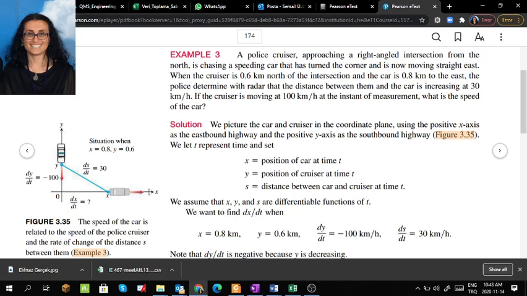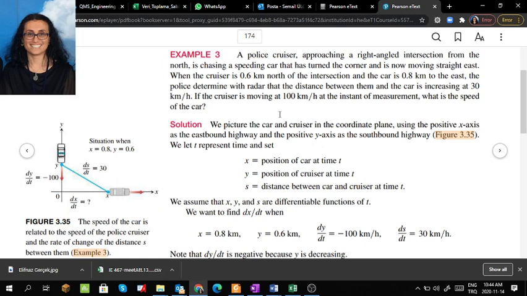Okay, and when the cruiser is 0.6 kilometer north of the intersection and the car is 0.8 kilometer to the east, the police determined with radar that the distance between them and the car is increasing at 30 kilometer per hour. So there's a distance between the two, which we show as s, and the change in s is 30 kilometer per hour. That's what the police determined using the radar.